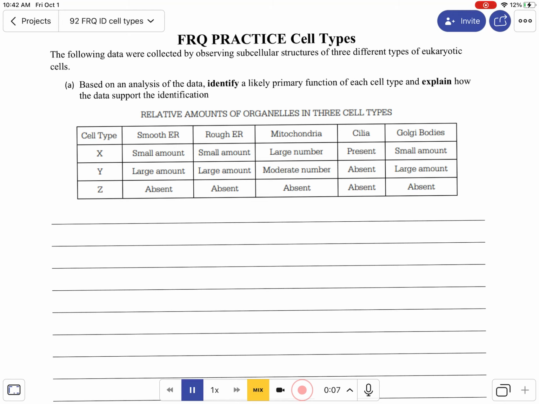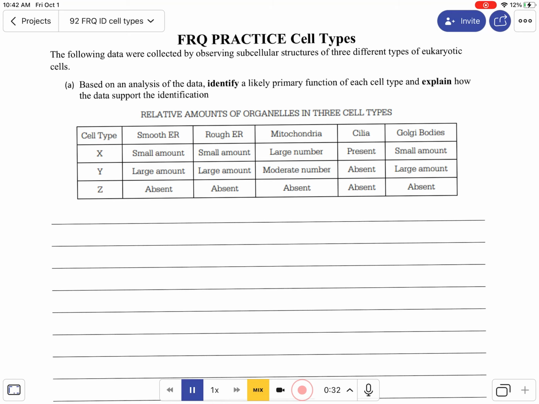So it says that the following data were collected by observing subcellular structures of different types of eukaryotic cells. Based on an analysis of the data, identify the likely primary function of each cell type and explain how the data support the identification. So cell type X, let's start with that one. And they tell you the relative amounts of the organelles that are in the cell type.